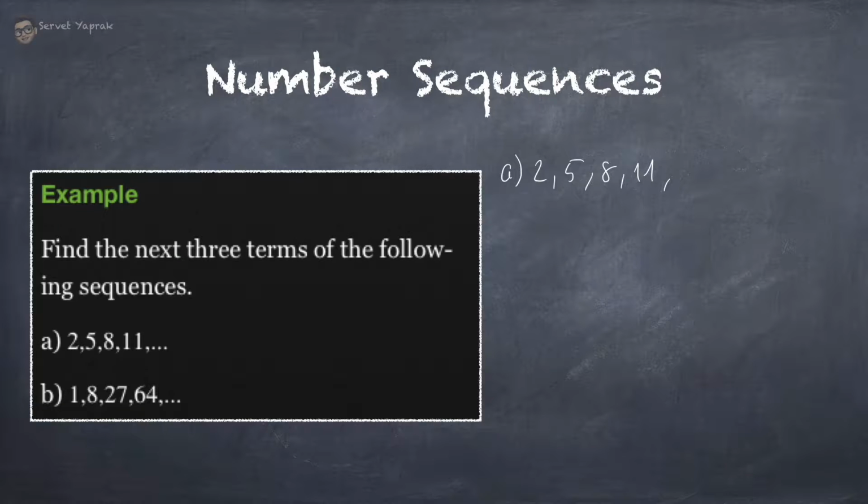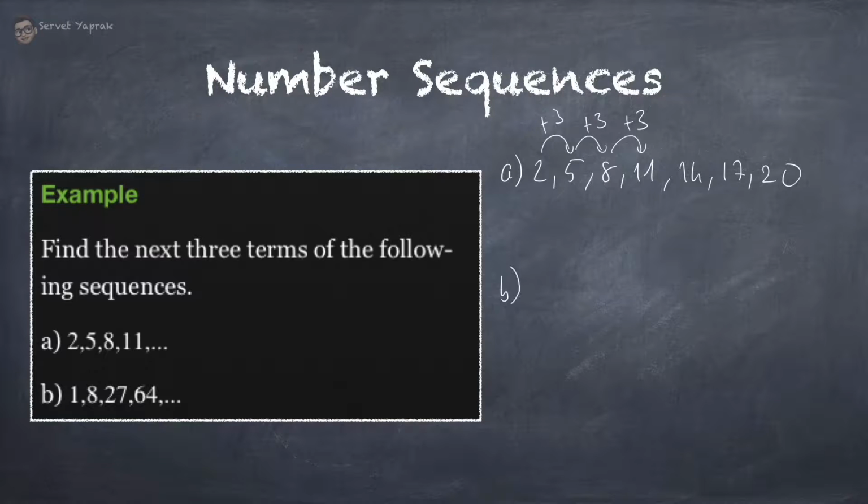To find the following terms we need to understand the pattern here. 2 to 5 it is increasing by 3, 5 to 8 again increasing by 3, 8 to 11 increasing by 3. If we follow the pattern, we can see that the next three terms will be 14, 17 and 20.